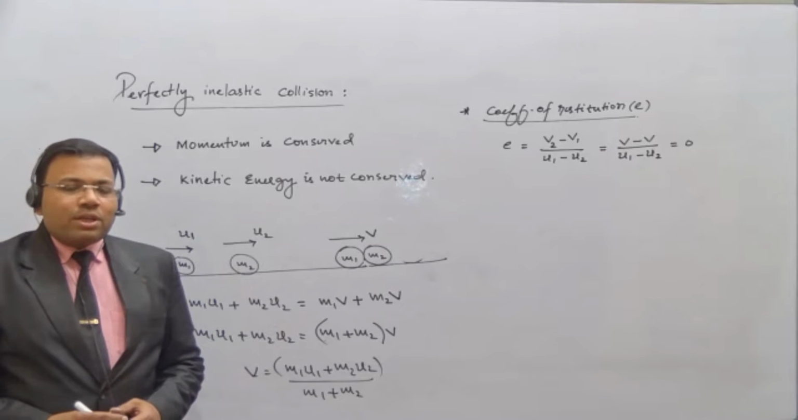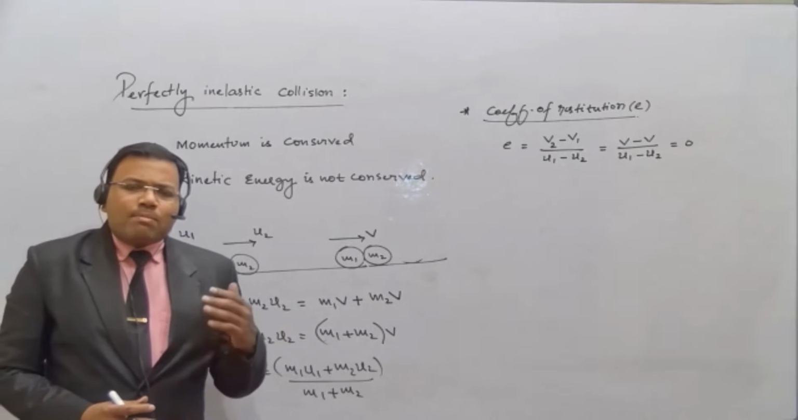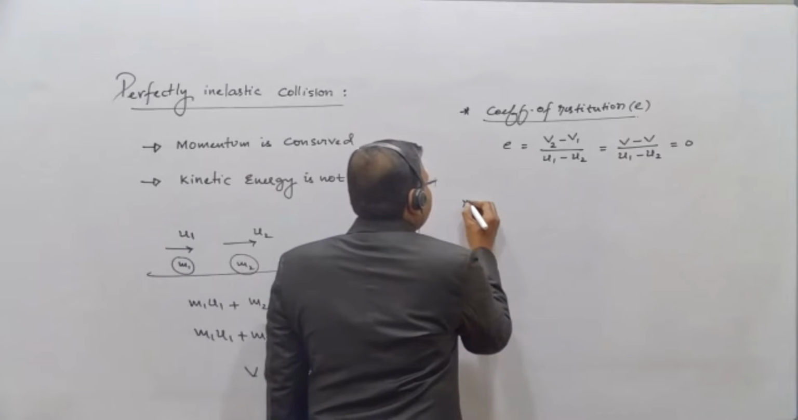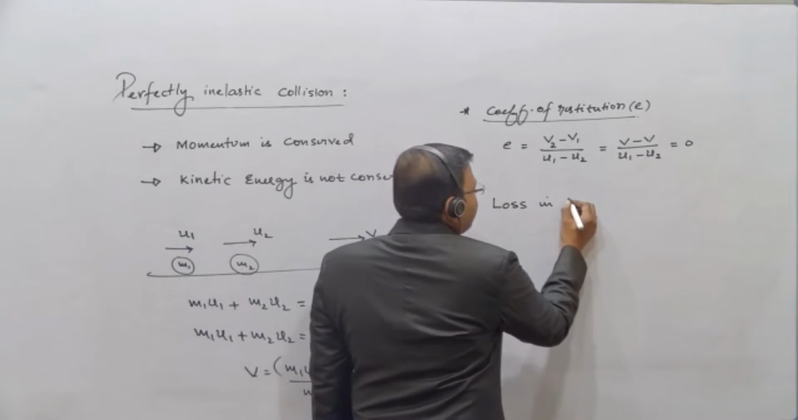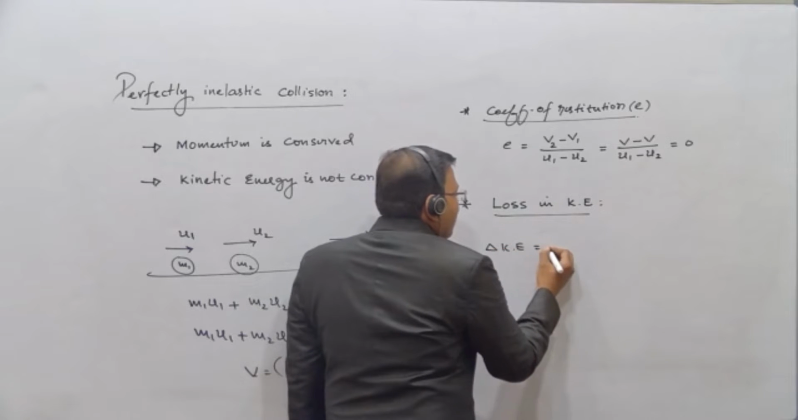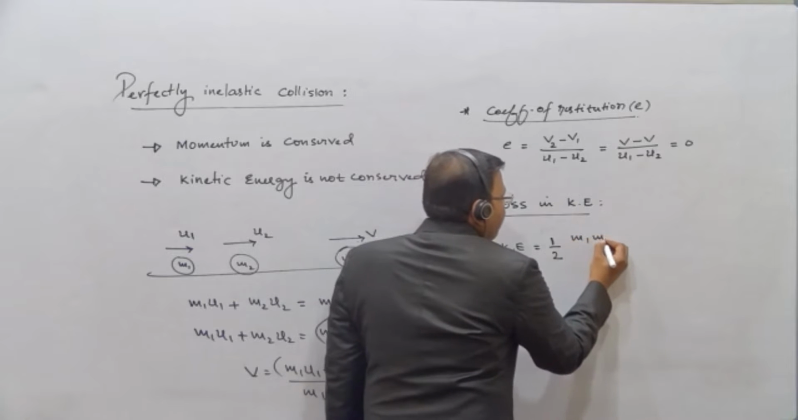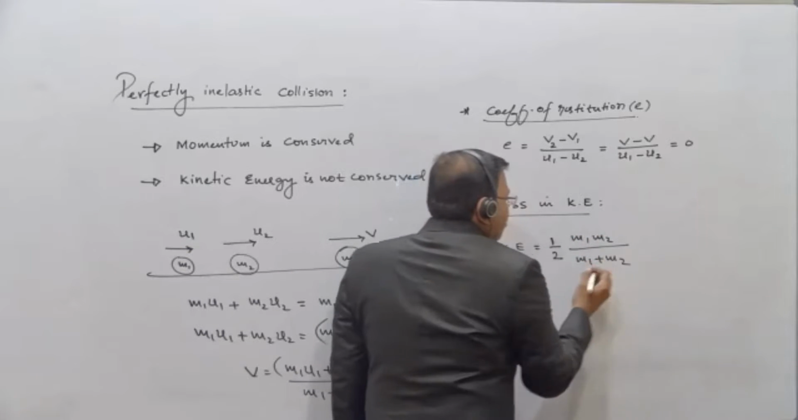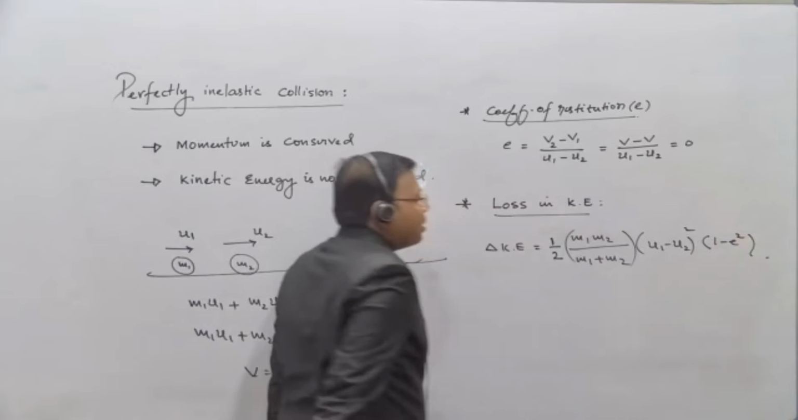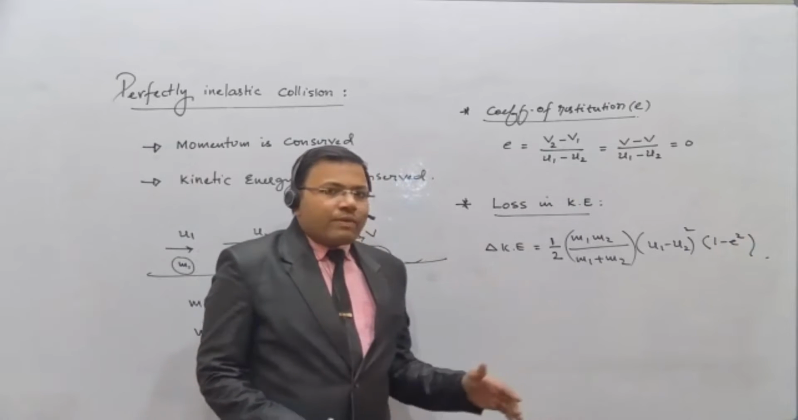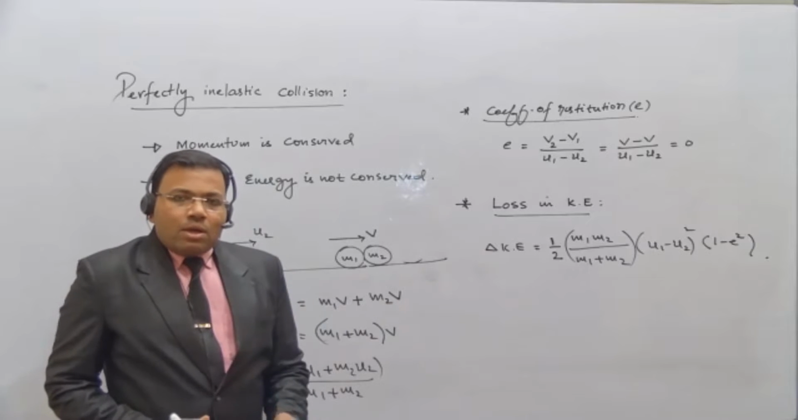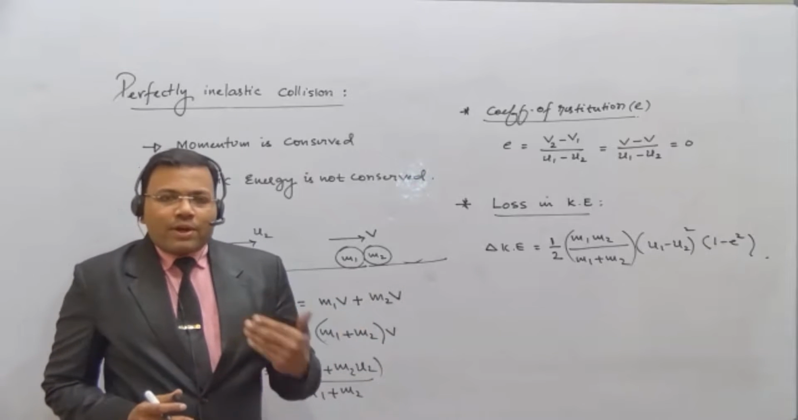Now the third one, that is the very important thing, the loss in the kinetic energy. As I said, there is a maximum loss in the kinetic energy during the collision. So how much is the loss? Let us see. Loss in kinetic energy, this also we have discussed, that is 1 by 2 m1 m2 by m1 plus m2 into u1 minus u2 whole square into 1 minus e square. Whether it is inelastic collision, elastic collision, or perfectly inelastic collision, this is the situation. But because we are having different types of collisions, the values for E will be different.